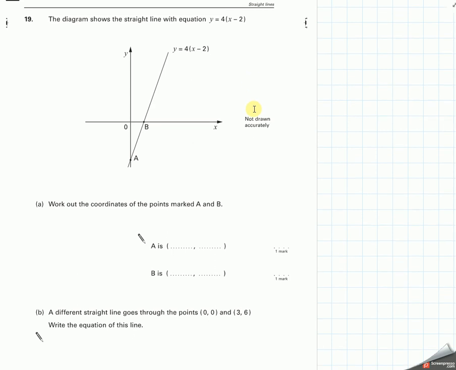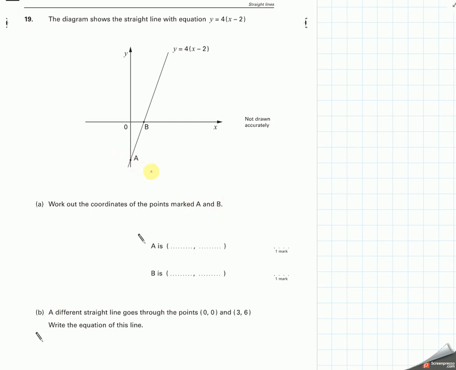This is an equation of a line. This time they are actually talking about the intercepts and the gradients on it. I would like you to actually work out gradient and intercept in this problem. So the diagram shows a straight line following this formula. Work out the coordinates of the points marked A and B.